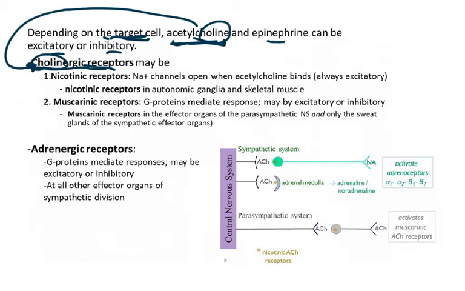Now, the complicated part about this is that there are two types of cholinergic receptors. There is a nicotinic cholinergic receptor, and there is a muscarinic cholinergic receptor.